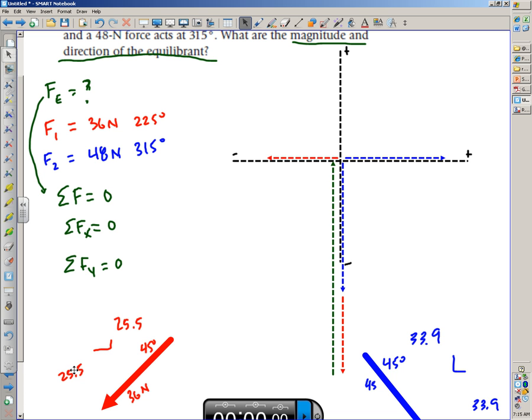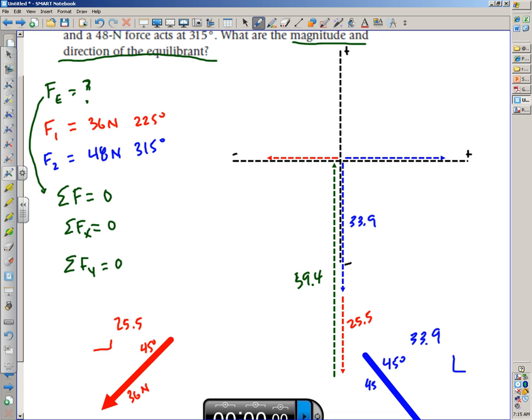And because we know that this one's 25.5, and because we know that this one's 33.9, we can figure out how long that green one has to be. We plug it into our calculator, 33.9 plus 25.5, and we end up with 59.4.